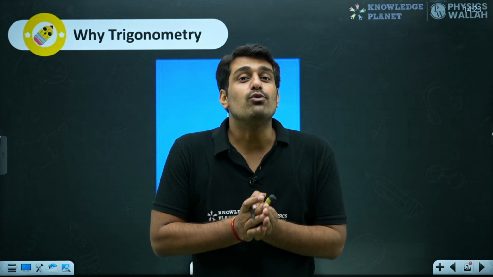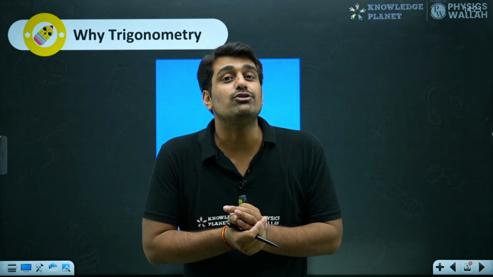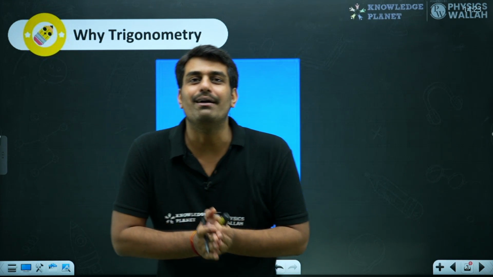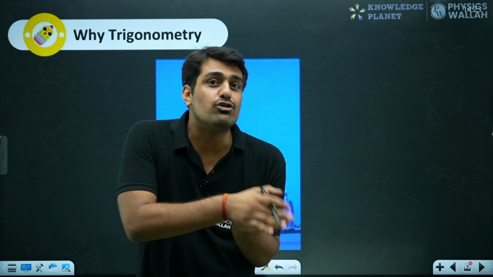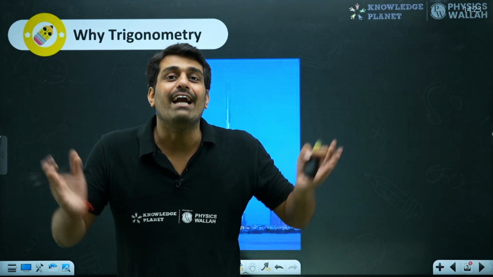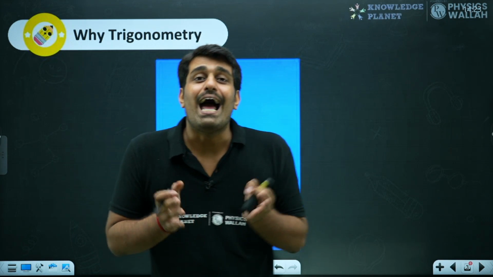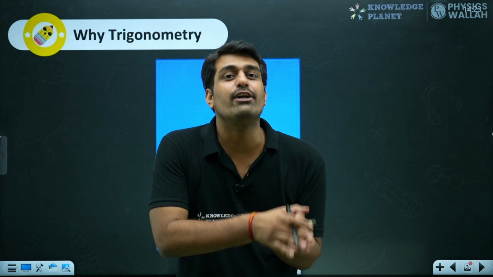Trigonometry helps us to calculate the distance. Trigonometry helps us to calculate the height of any particular building. And also it is used in navigation, it is used in astronomy, it is used in designing and the structural part as well. So it has a huge application.